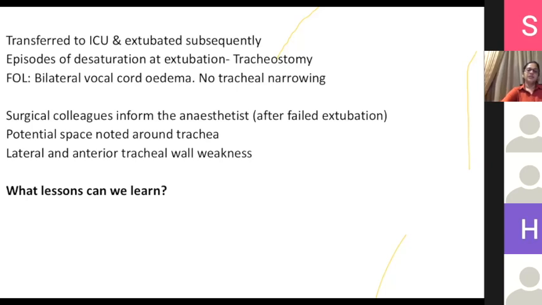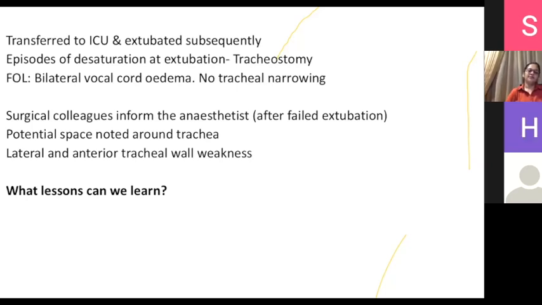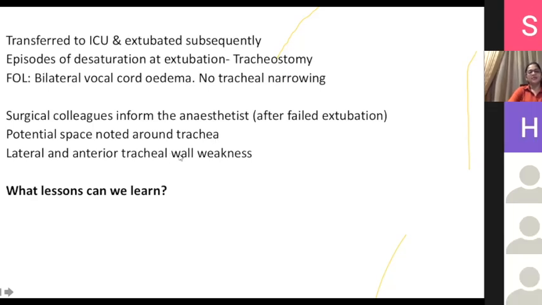There had been a potential space which was noted around the trachea, and the lateral and the anterior tracheal walls were weak. So what lessons have you learned from this? Anyone? Anyone wants to say anything? What lessons have you learned from this? Not to trust the surgeon.